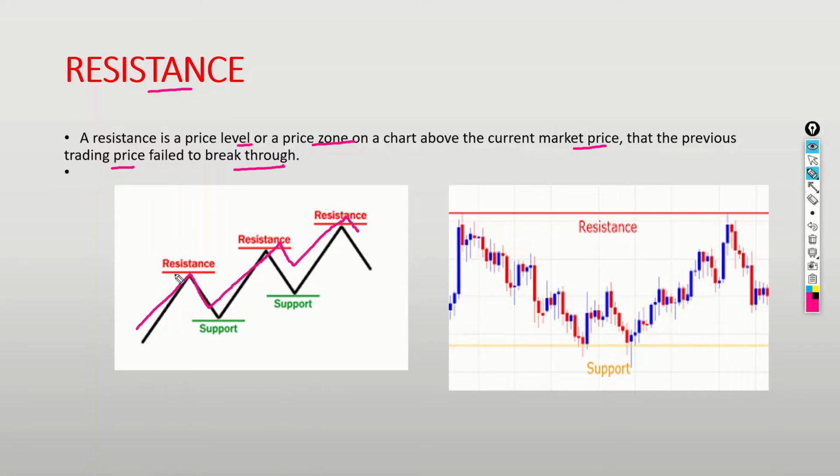When the price moves and hits a level and then it turns backward, that is what we call a resistance level. These levels here are what we call the resistance. For example, here price goes high, hits a certain level, it comes back. This level where it has failed to break through is what we call a resistance level.